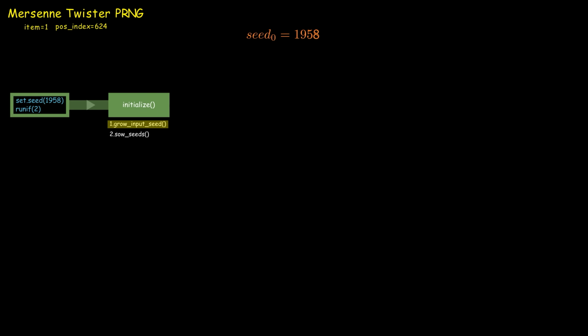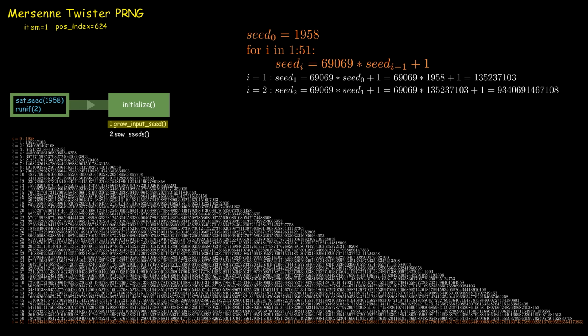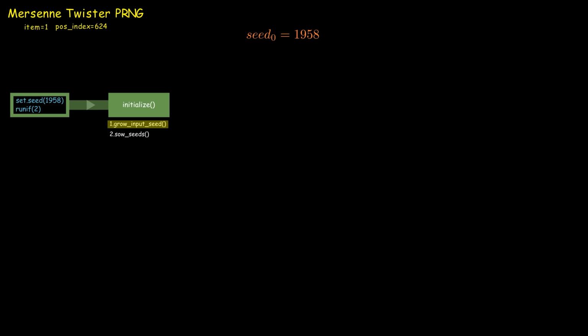The initialize step consists of 2 sub-steps: grow input seed and sow seeds. Grow input seed will take the seed value we provided and we'll use this loop to grow it to a very large number. When this loop is done, we will have grown our seed value to the very large number at the bottom of the screen, which for simplicity we will refer to as G0. The grow input step is now complete. What it accomplished was to grow the seed value we provided, 1958, into a very large number that we called G0.